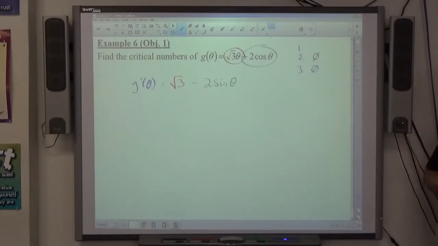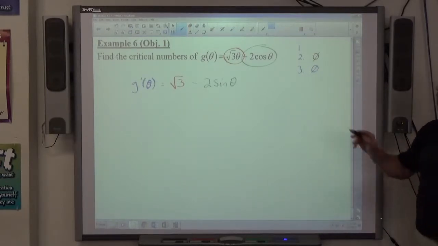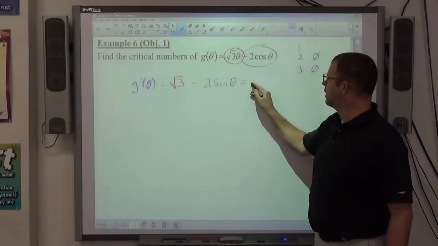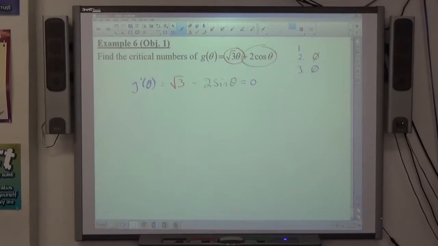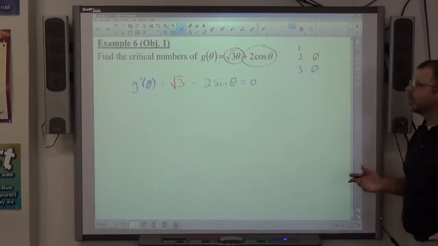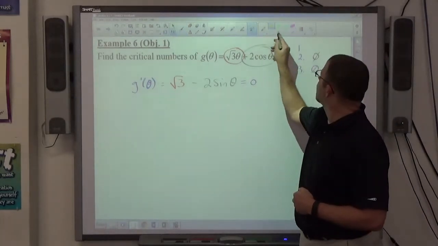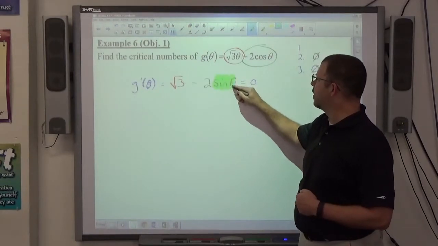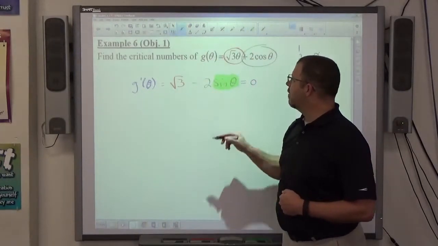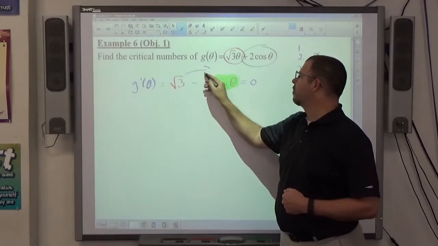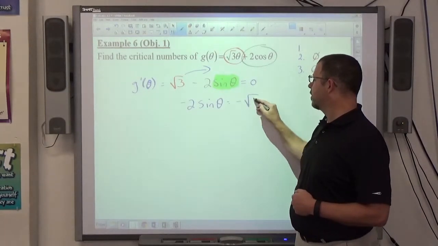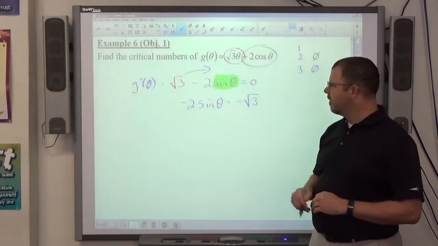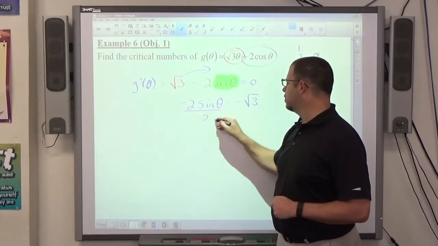So finally, the only thing we have left is the equals 0 part. All we have to do is solve this trigonometric equation for theta. The way we do this is, first of all, we get sine of theta isolated. I want this all by itself to begin with. The way we do that first is to move the square root of 3 over to the right. So negative 2 sine of theta is equal to negative the square root of 3. Then we simply divide both sides by negative 2.